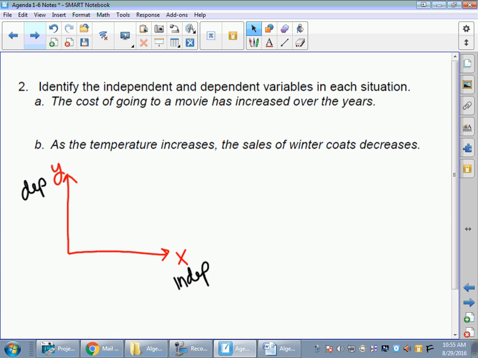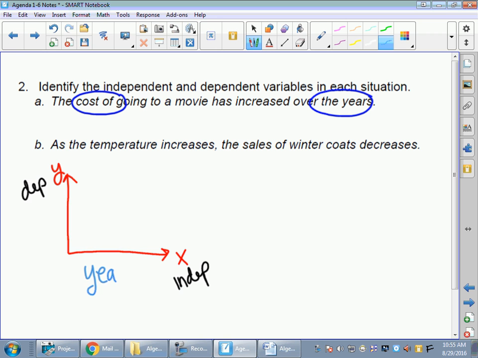What would go on that x-axis? We have two things that we need to talk about. The cost of a movie and over the years, right? So what's going to be independent or across the bottom? Is the cost depending on the years or the years depending on the cost? So cost is depending on the years, right? So here would be the years, and here would be the cost. So what year it is depends, or what cost it is depends on what year. So year is independent, cost depends on the other.